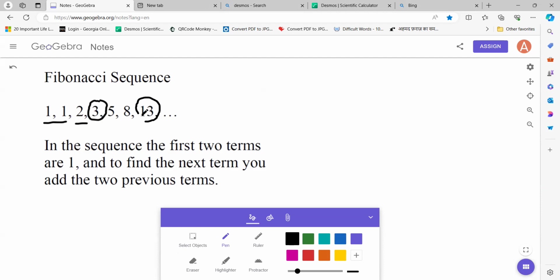So 13 is 8 plus 5. Take a look. 13 is 8 plus 5, 8 is 5 plus 3, 5 is 3 plus 2, 3 is 2 plus 1, 2 is 1 plus 1. We always start with 1 and 1. And then to find the third term, we add the 2 previous terms. To find the fourth term, we add the 2 previous terms. So it's an interesting sequence you should be familiar with.